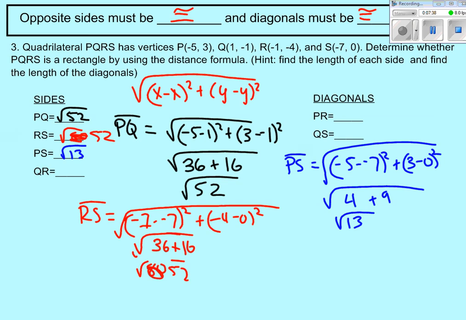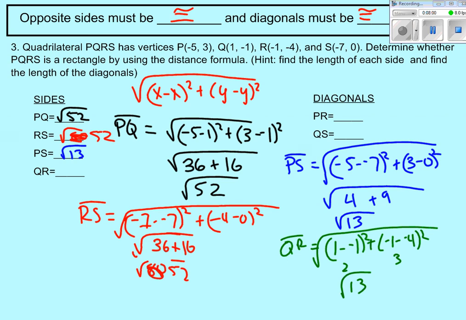All right, so last piece of the puzzle here is QR. QR, 1 minus negative 1 squared, negative 1 minus negative 4 squared. So that's going to be 2. This is going to be 3. So 2 squared and 3 squared, that's going to be 13.